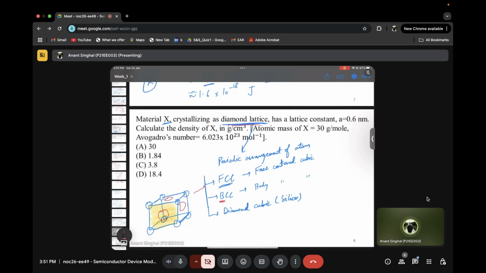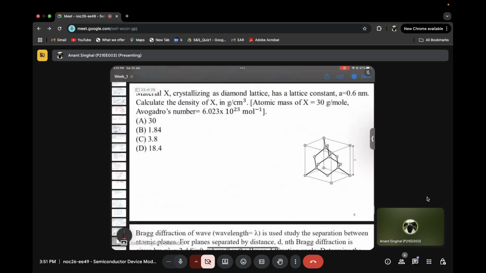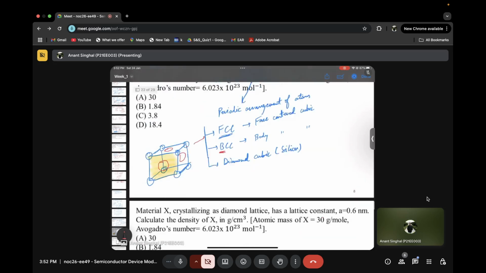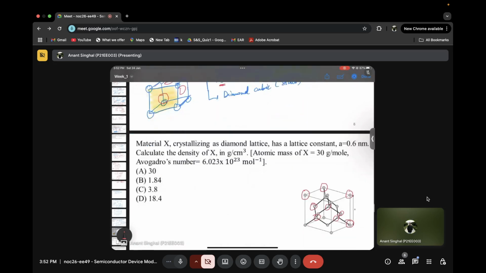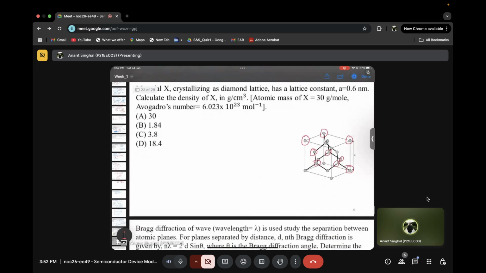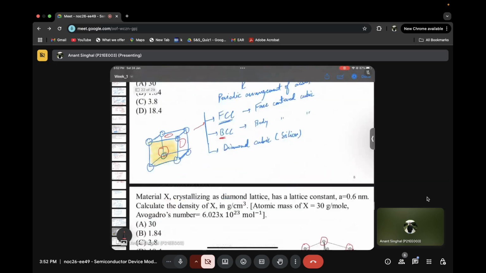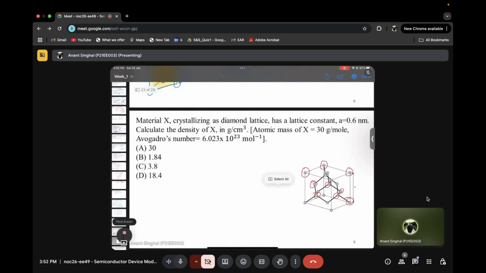And in the diamond lattice, we have an arrangement like this. We have atoms at all the corners, then atoms at all the faces also, and then 4 atoms in the middle of the body also. Is this question the same as this one? Yes, this is the complete problem. We need to calculate the density of X, and this is the diamond lattice, which is what silicon is made of.